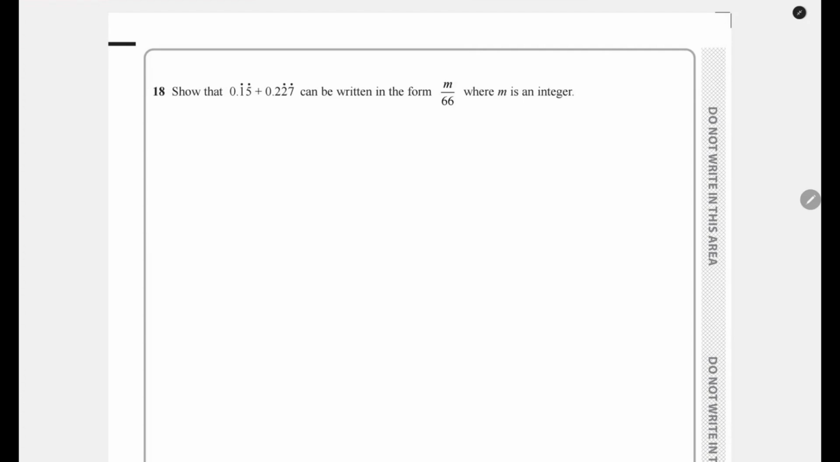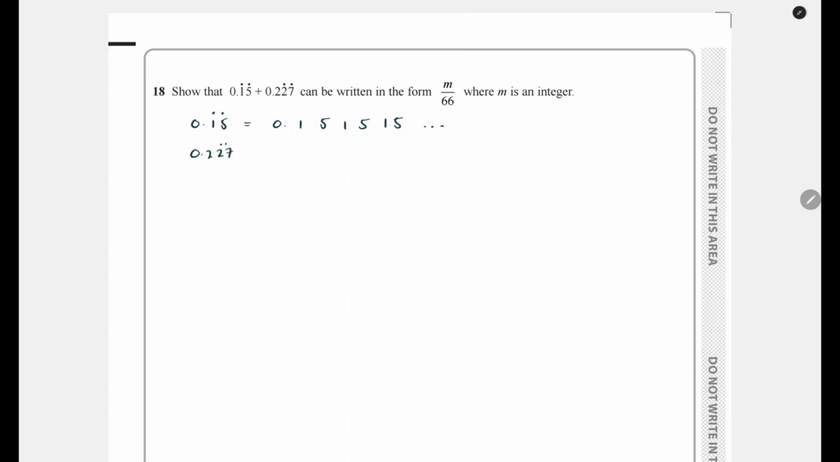Question 18 is saying, show that 0.15 recurring plus 0.227 recurring can be written in the form m over 66, where m is an integer. So the first thing that we're going to do is we're going to write out these recurring decimals. So 0.15 recurring can be written as 0.151515 and so on.